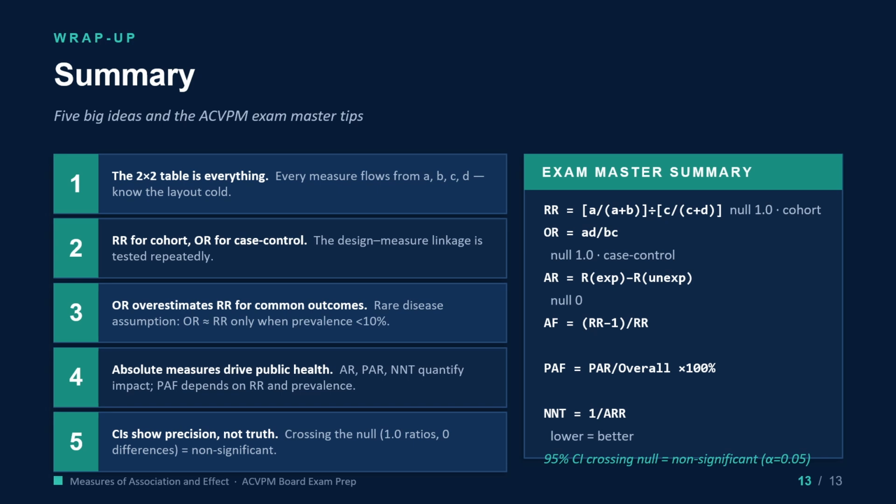And that's a wrap on our module. You've just worked through every major measure of association and effect that will appear on your ACVPM board exam. And you did it with a real veterinary example from start to finish. That's not a small thing. If you want to lock these concepts in, go back to the BVDV worked example on slide 12 and try to reconstruct all 7 calculations from memory. If you can do that, you own this material.